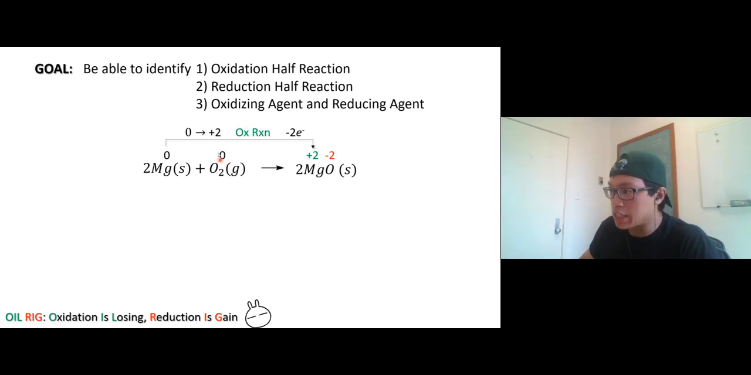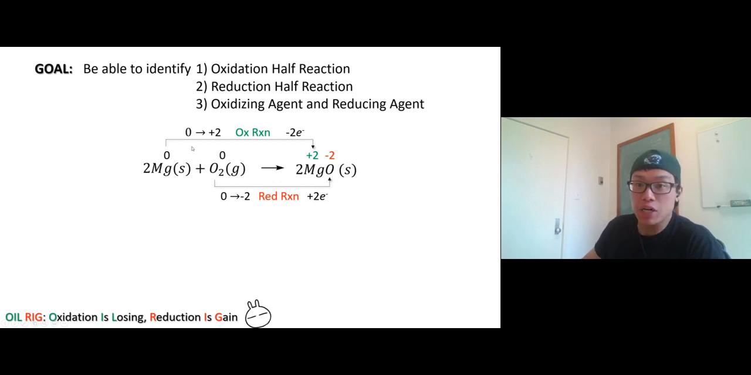Oxygen 0 goes to oxygen -2. So the oxidation number goes down, it decreases. We call this a reduction reaction. And the change in electrons: oxygen gains 2 electrons, so I put 2 electrons right there. Okay, that's it. That's how you determine it.